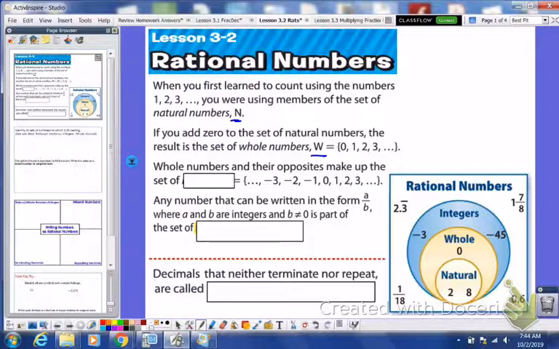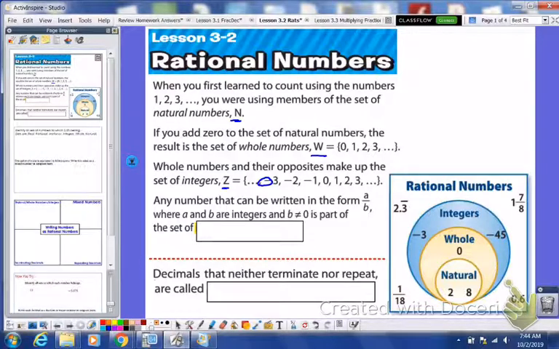So then whole numbers and their opposites make up the set of integers. We talked about integers last chapter. So still no decimals or fractions, but now we are including negative numbers, but they do not have to be negative. And we call the set of integers Z. So capital Z is our integers.